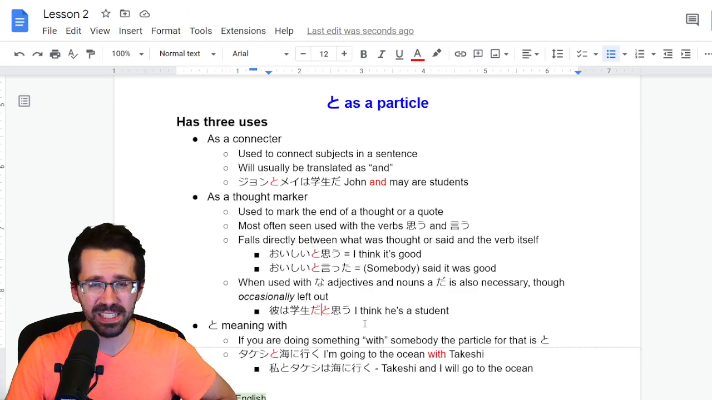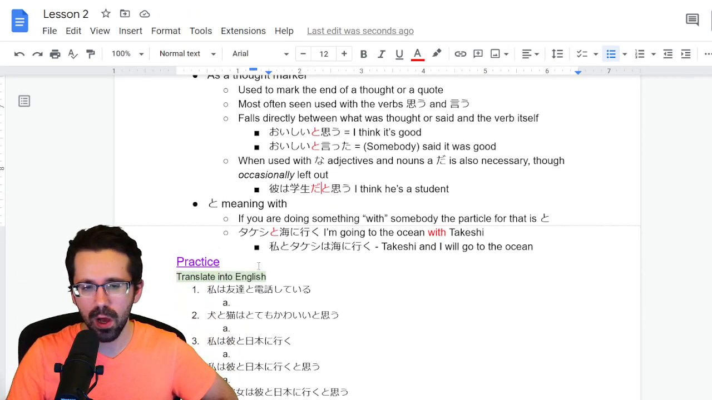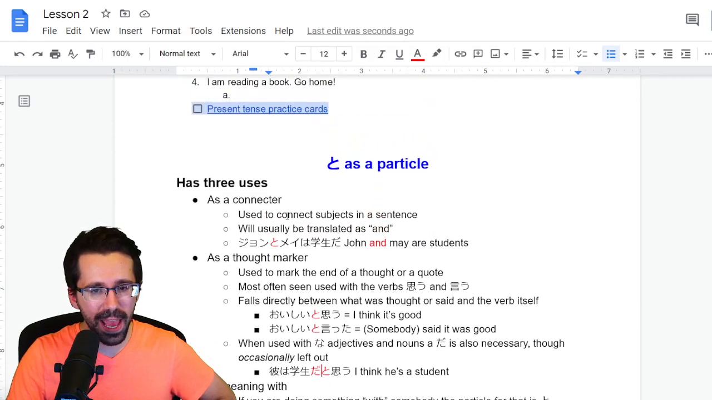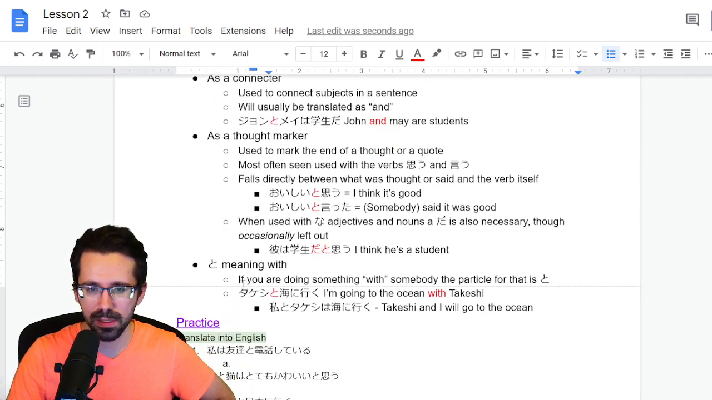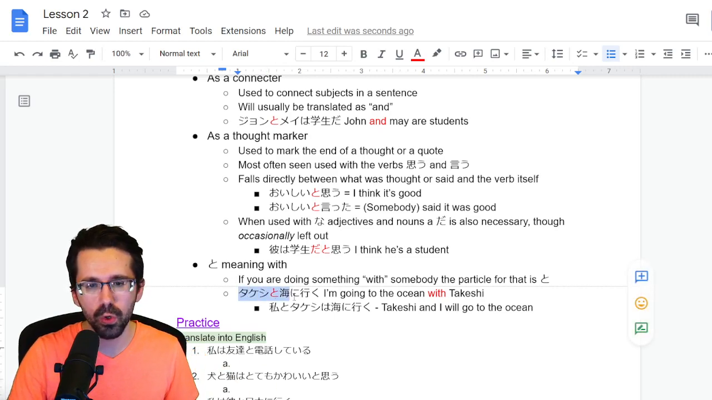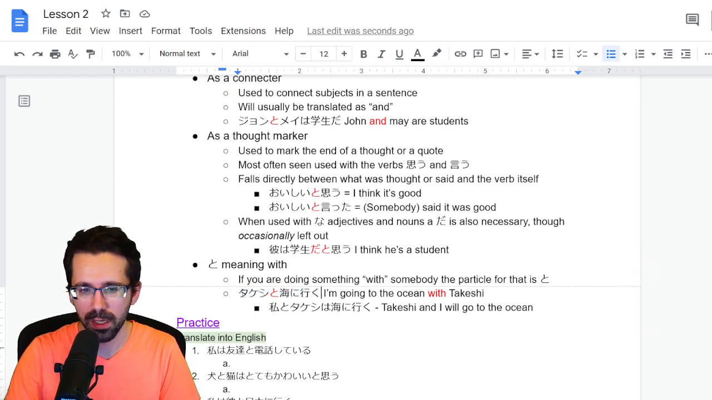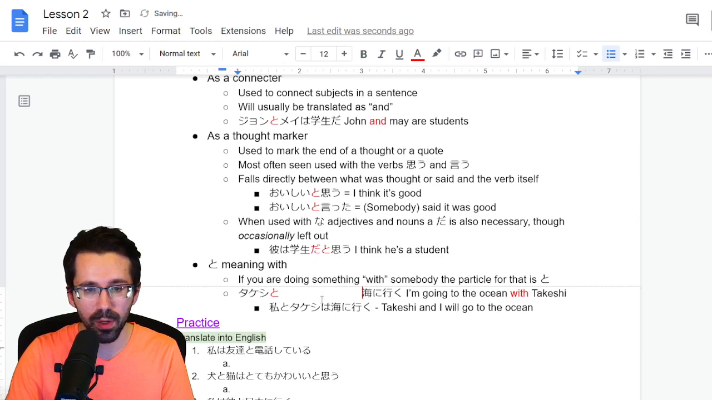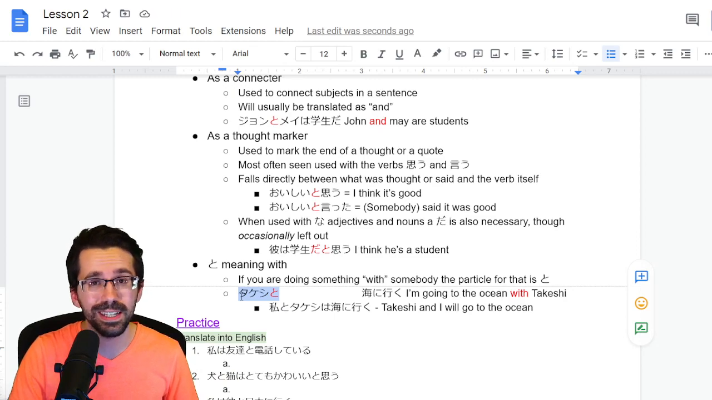And looking at the last meaning, to can also be used to mean "with." That's very similar to "and" and we'll look at those similarities in just a bit here. But first, if we have a sentence like Takeshi to umi ni iku, that can translate to I'm going to the ocean with Takeshi. So here we have Takeshi to, and then this umi here is not another subject, so it's kind of a separate part of the sentence. And so we just have Takeshi to, and there's not really anything that the to is connecting to.